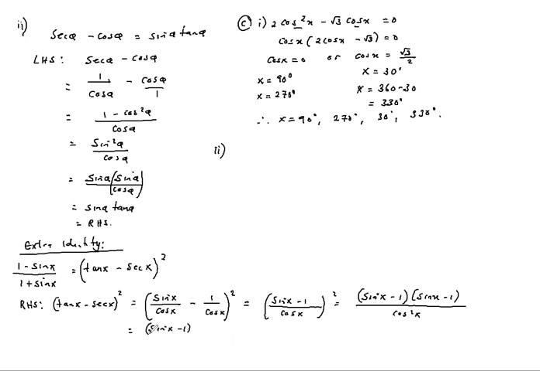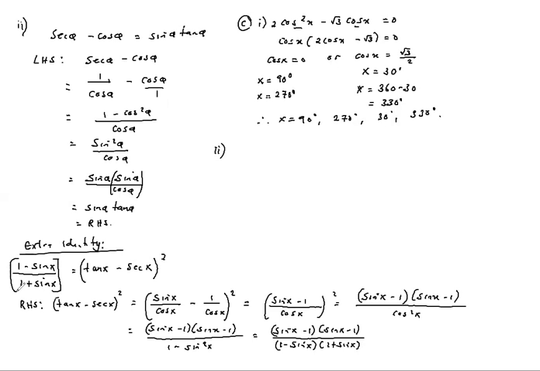So we have this sin x minus 1. Cos squared x is 1 minus sin squared x. So we have sin x minus 1 over 1 minus sin squared x, a difference of two squares. So we have 1 minus sin x and 1 plus sin x. Now we want to have this.